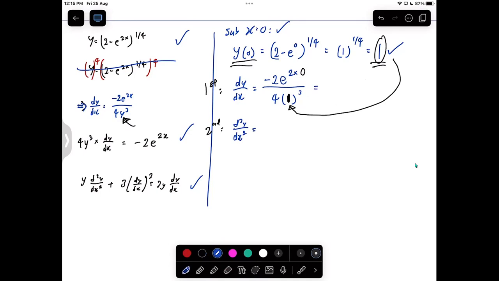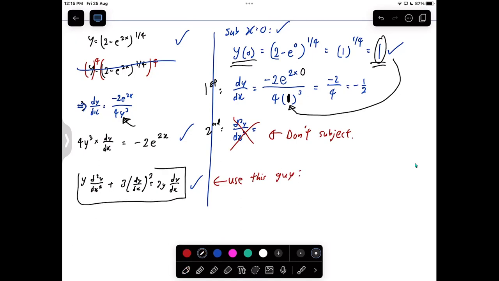Sorry, I forgot to simplify this. e power 0 is 1, so -2 over 4 times 1 cubed, which is 4, so -half. Okay, now we go to the second derivative. We don't have the direct formula for it, so no, we don't try to make it the subject. Instead, you use this guy. So don't use the simplified version. Just use the more complicated expanded version.